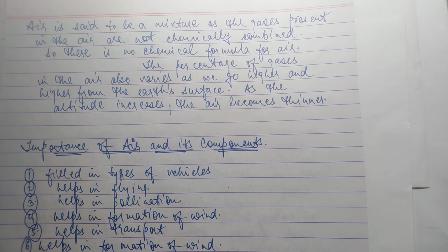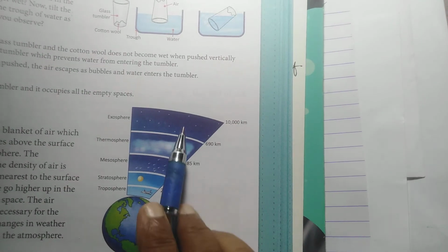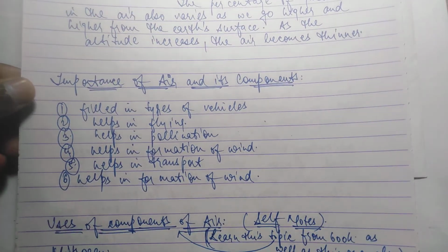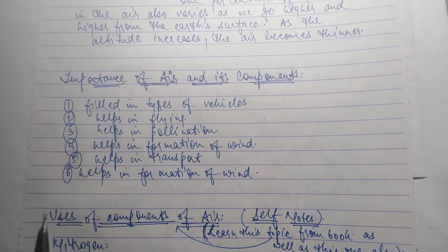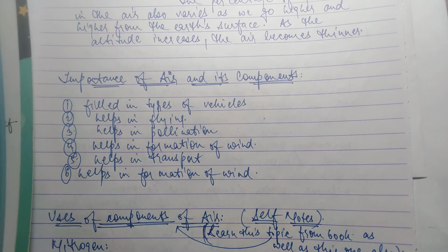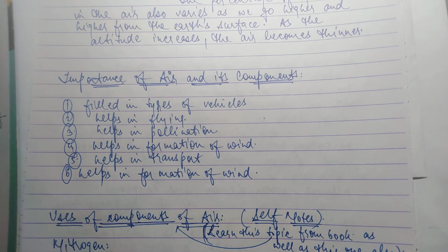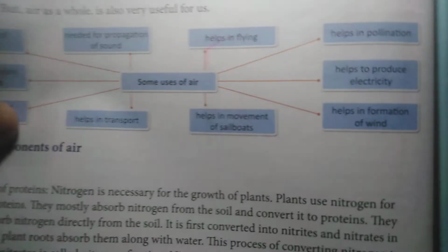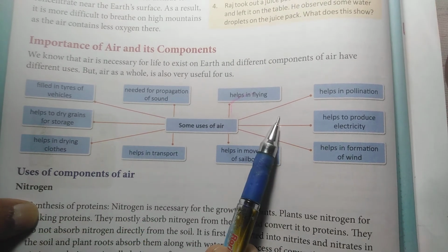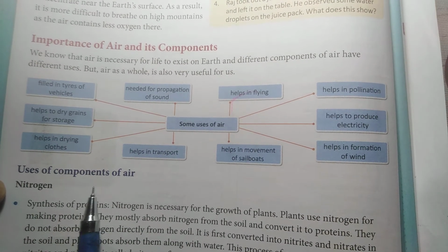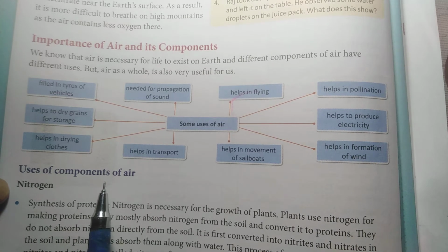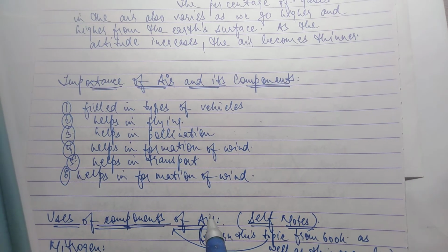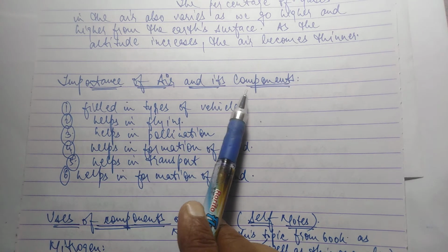हम जितना ऊपर जाते हैं, यहाँ पर डायग्राम में हम जितना ऊपर जाते हैं उतना ही एयर कम होती जाती है, thinner. Now, importance of air and its components. It is already given in the book. You can see this importance of air and its composition. Clear? And this topic I have taken from my notes. You can learn from here also, and otherwise you can learn from my notes also, which I have given here.